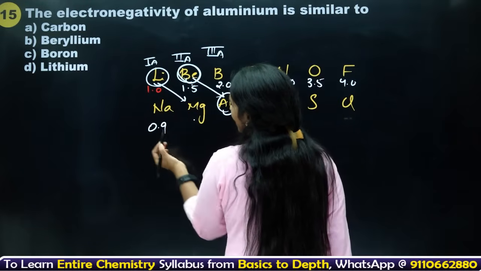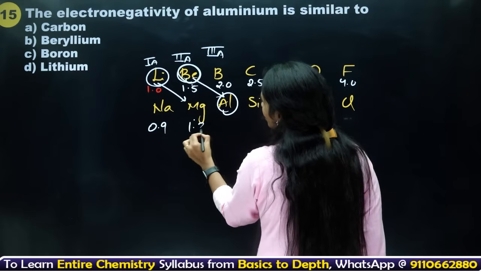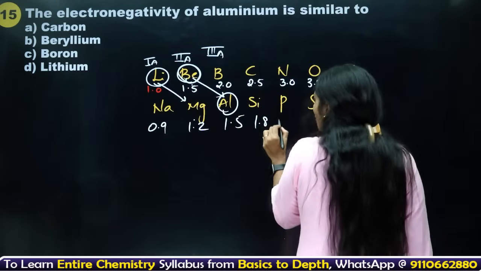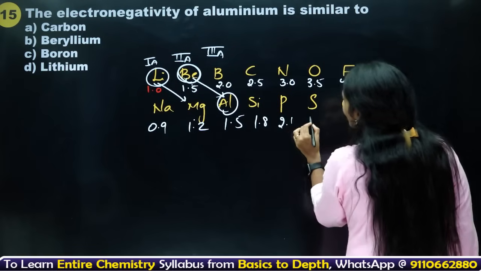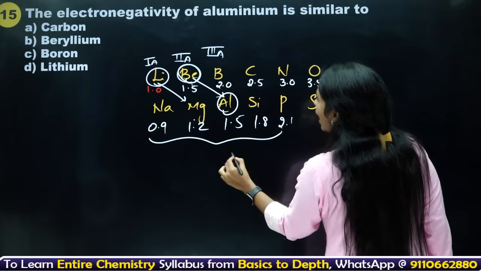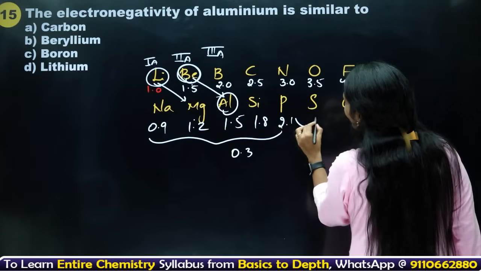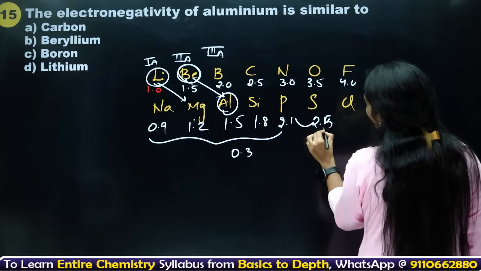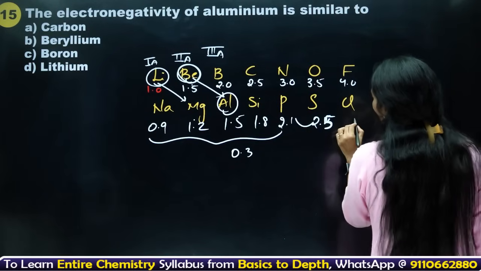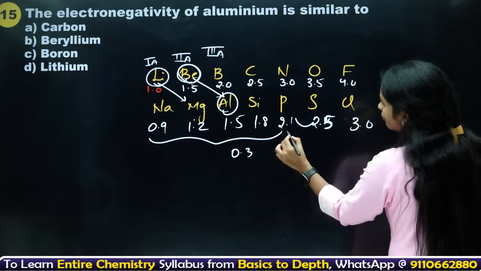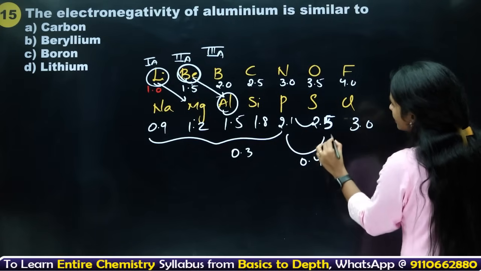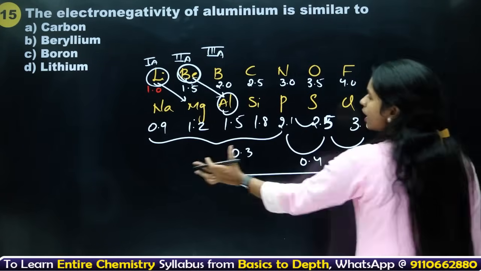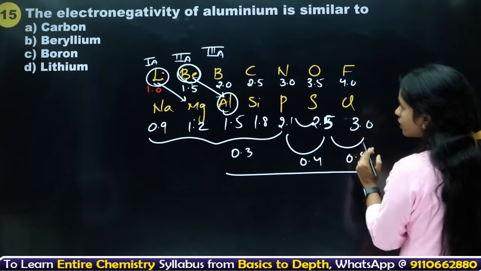Next, let's see the next one. Start here 0.9, add 0.3: 1.2, add 0.3: 1.5, add 0.3: 1.8, add 0.3: 2.1. Until here you add 0.3. Now add 0.4: 2.5. Next add 0.5: 3. So here the difference is 0.4, and here the difference is 0.5, only for the last one, 3. Up to here 0.3, next 0.4, next 0.5.